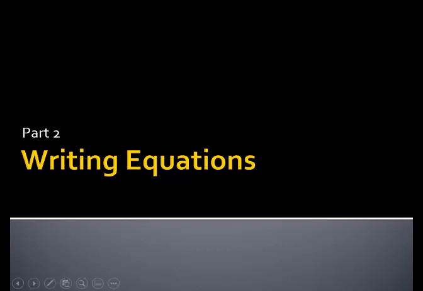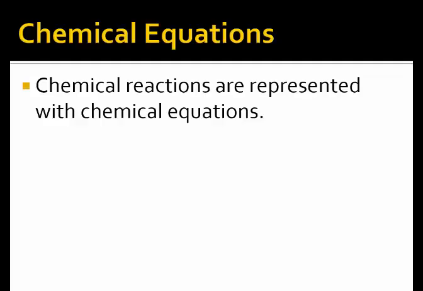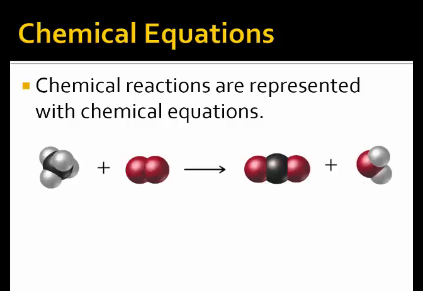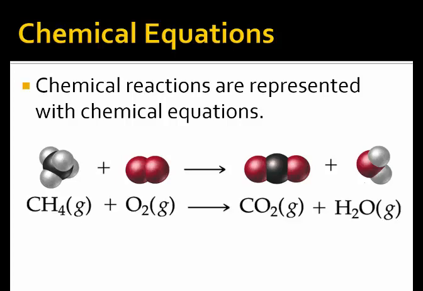Hi, in this video, we're going to learn some of the basics of writing chemical equations. Chemical equations represent chemical reactions. It would be unreasonable for us to write out every chemical reaction using molecular drawings. So instead, we use chemical symbols to represent them. This reaction, for example, can be written as CH4 plus O2 yields CO2 plus H2O.